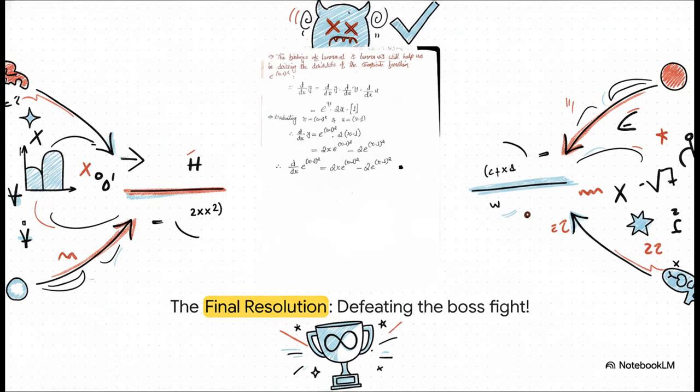And here is the final resolution. We take our individual derivatives, e to the power of v, 2u, and 1, and we simply multiply them all together. Now, to translate it back into our original language of x, we just substitute v and u back into the equation. Once you expand that out, it yields this incredibly clean, elegant final answer. 2x times e to the power of (x minus 1) squared minus 2 times e to the power of (x minus 1) squared. Boom, the system is fully decoded.